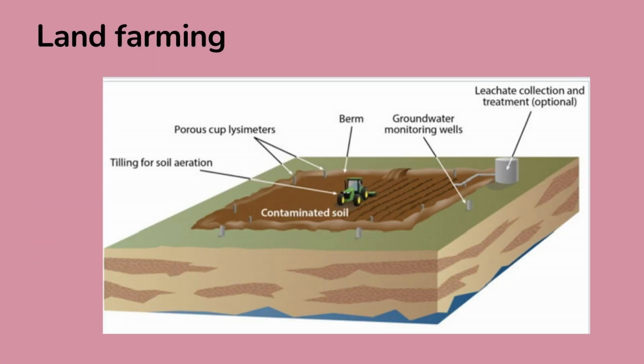In land farming technique, the contaminated soil or sludge is evenly spread over the treatment area in thin layers. The treatment area is an area of land that is specifically designated and prepared for land farming. The soil is periodically tilled to aerate and mix the contaminants to enhance microbial activity and degradation. Liners and drainage systems are installed to contain contaminants and prevent leachate migration.